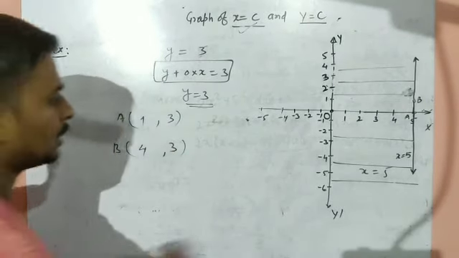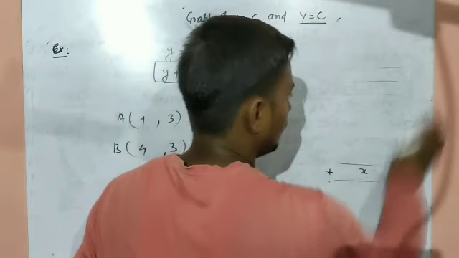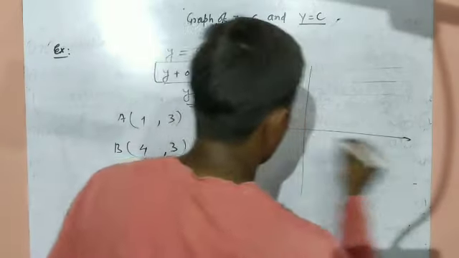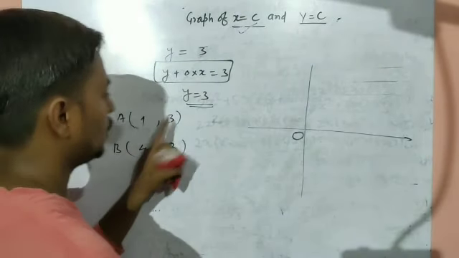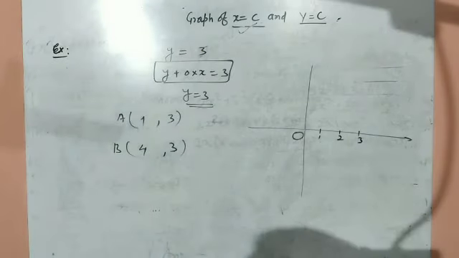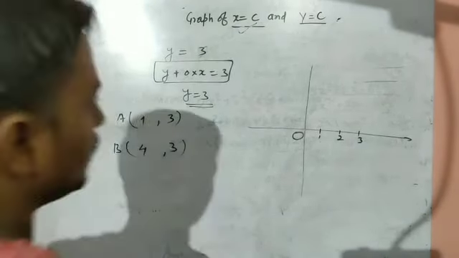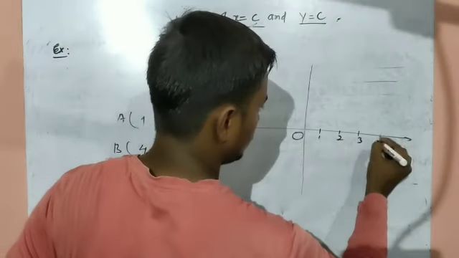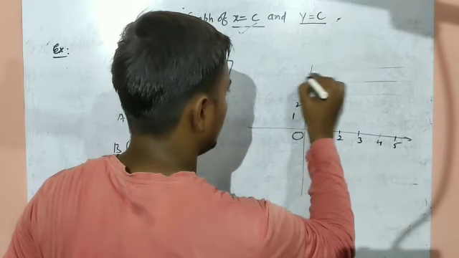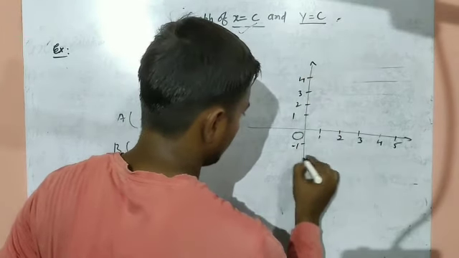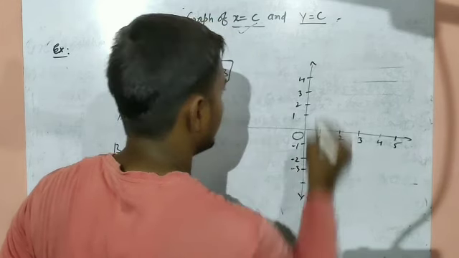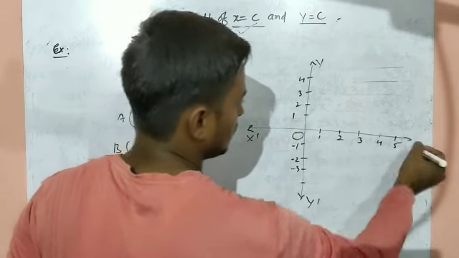So to draw that line, I am making again a plane. This is the origin, and this is 1, 2, 3. Sorry for the disturbance. This is 1, 2, 3, 4 and 5. This is 1, 2, 3, 4 and so on. You can take as much as you need. This is minus 3, and this is y dash, y, this is x dash, this is x.